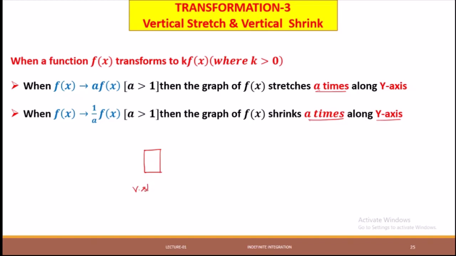Vertical stretch I explain here. Vertical stretch on this object means I have to apply the pressure in the vertical direction in these two opposite directions. Whereas vertical shrink means I have to apply the pressure in these two directions, in these two opposite directions. Let us understand this graphical transformation with the help of an example.